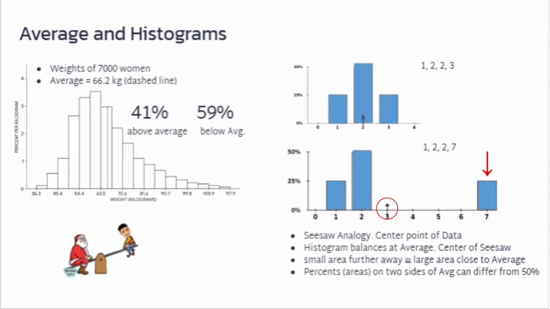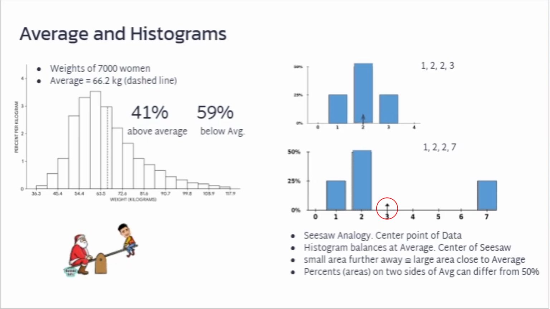Okay, so here's the rule. The average point is the balancing point for a histogram, like the center of a seesaw. So the average is not about having equal areas on either side of the average point. If a histogram is symmetric, the average is also where it splits the two sides by equal areas, but generally the average is where the areas are balanced on either side. So a smaller area spreads farther away, and that gives the same weight as the large area closer to the average. That's something important to remember.